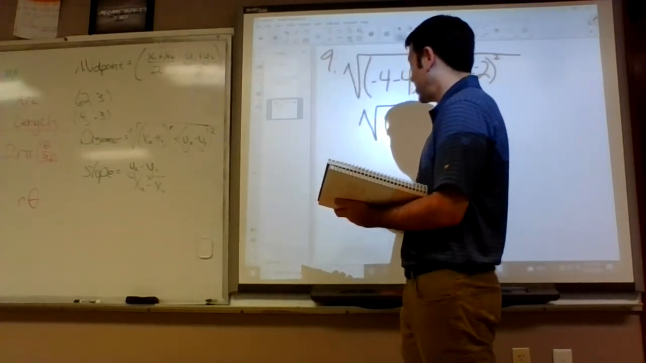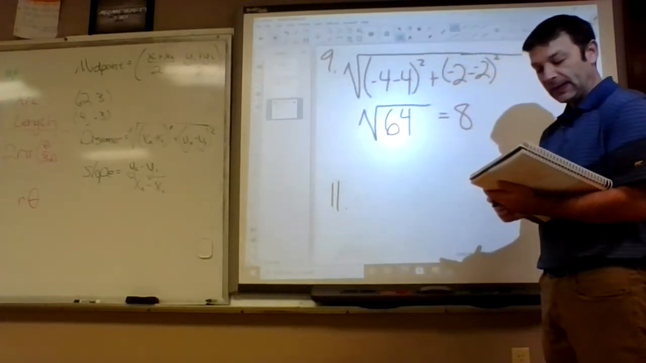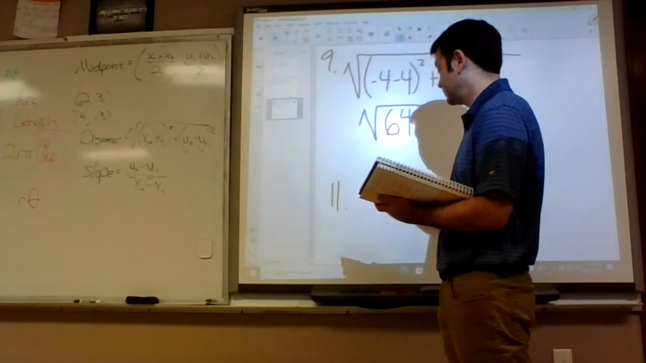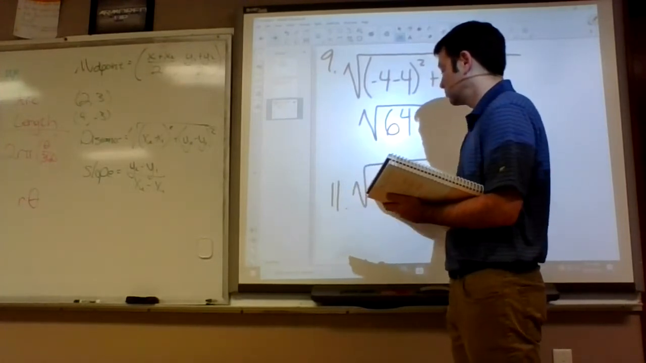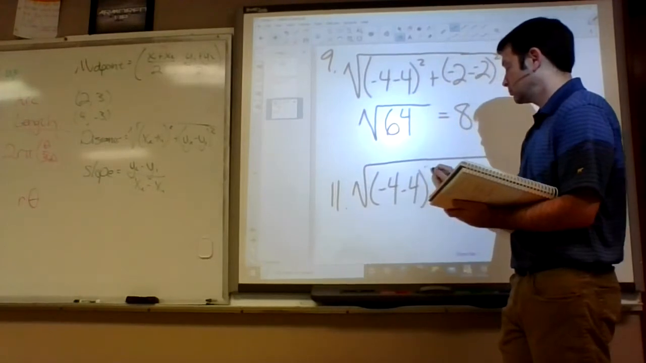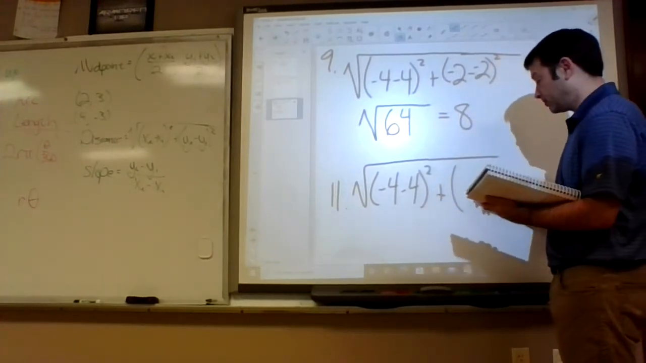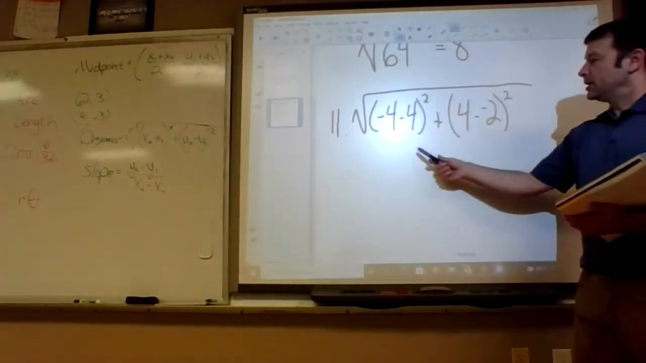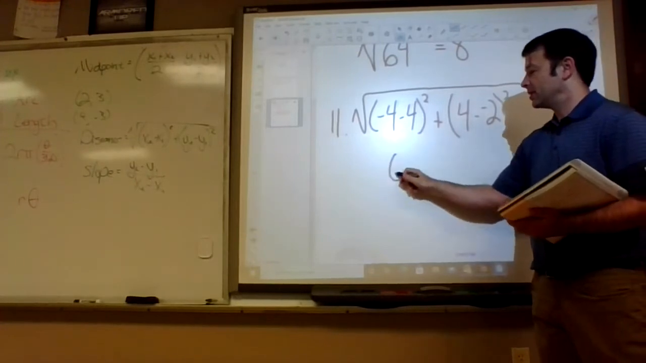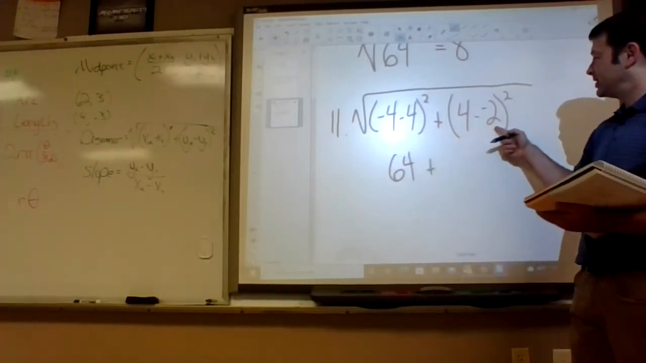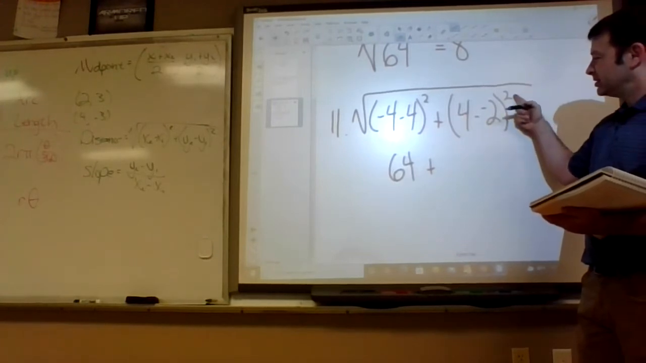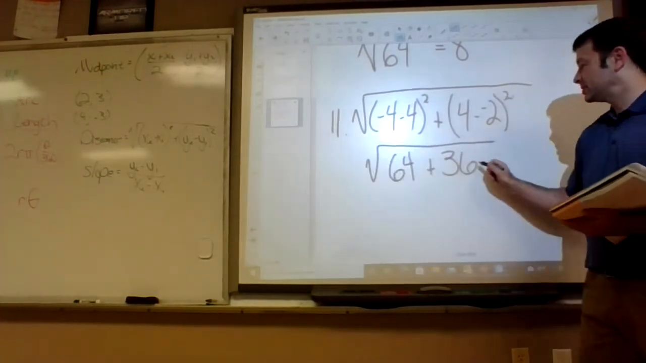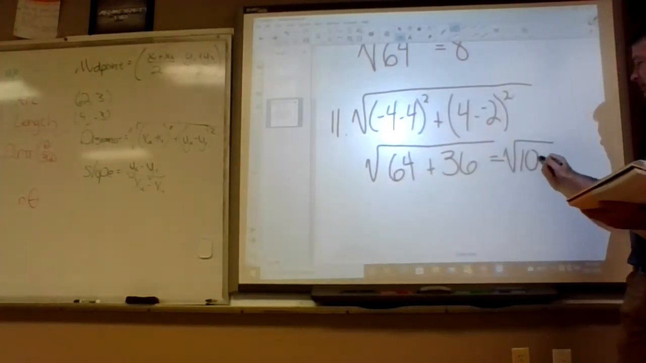Number 9, need to practice. Number 11, BC. So x minus x would be -4 minus 4 again. And then y minus y would be 4 minus -2. -4 minus 4 is -8 squared is 64. Did that already. 4 minus -2 is 6. Squared is 36. What's 64 plus 36? 100. What's the square root of 100?